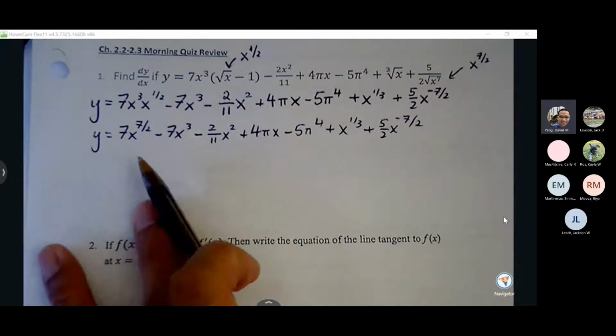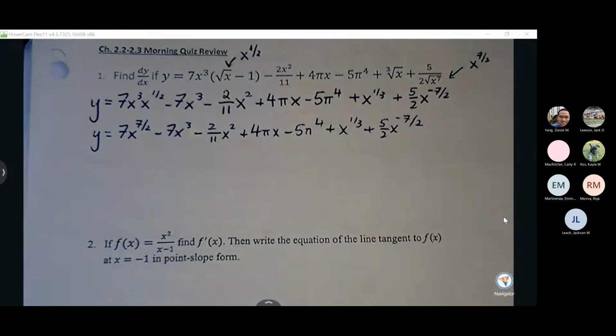Okay, any questions so far with the cleanup stage? Extra worksheets here, you can get one. Okay, so now we're ready for power rule.